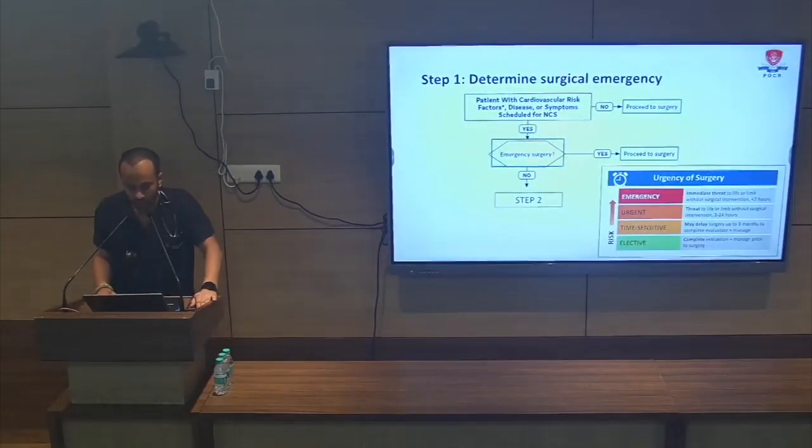If surgery is emergency, means immediate threat, the surgery needs to be done in less than 2 hours. If the surgery is urgent, threat to limb or surgical intervention, the surgery needs to be done within 24 hours. If the surgery is time sensitive, the surgery can be delayed up to 3 months. And if the surgery is elective, then the complete evaluation needs to be done. So going by this algorithm, if the surgery is urgent, the surgery needs to be done immediately. Moving to step 2.